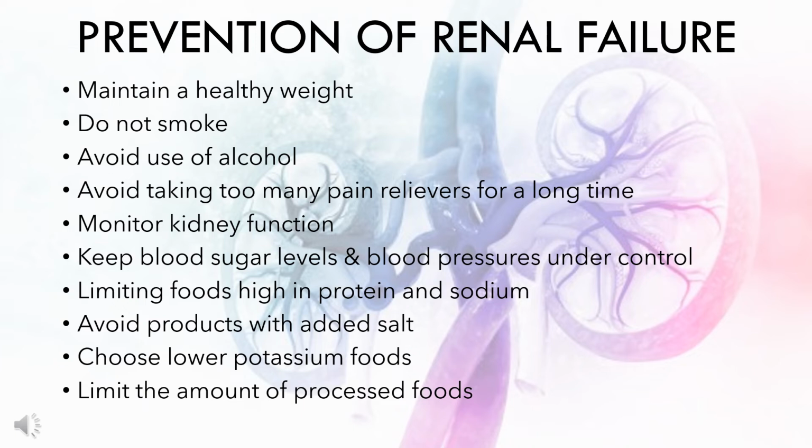Preventive measures of renal failure are: maintain a healthy weight, do not smoke, avoid use of alcohol, avoid taking too many painkillers for a long time, monitor kidney function, keep blood sugar levels and blood pressure under control, limit foods high in protein and sodium, avoid products with added salt, choose lower potassium foods, and limit the amount of processed foods.